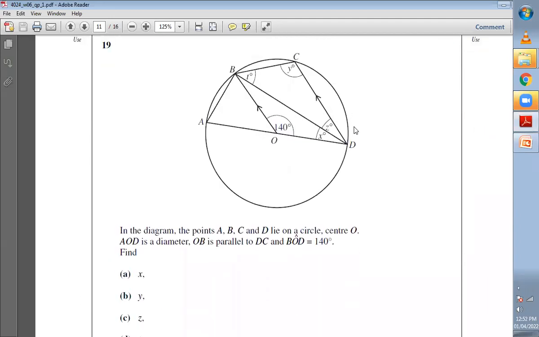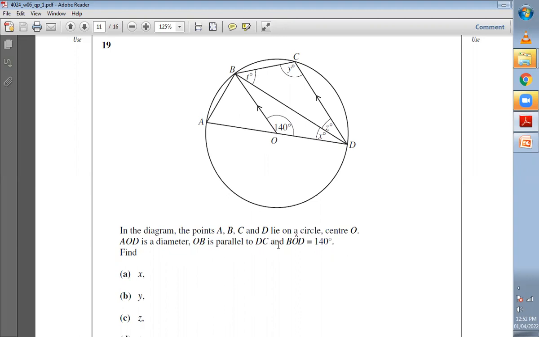Okay, so question number 19. Here we have a circle. This is the center of the circle. This is the diameter of the circle. In the diagram, the points A, B, C, and D lie on a circle, center O. OAD is a diameter. OB is parallel to DC. These 2 lines, OB and DC, are parallel to each other.